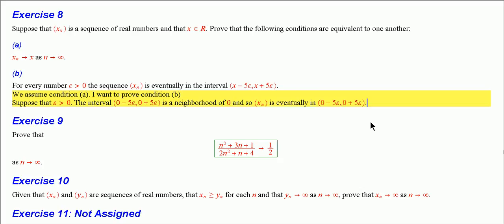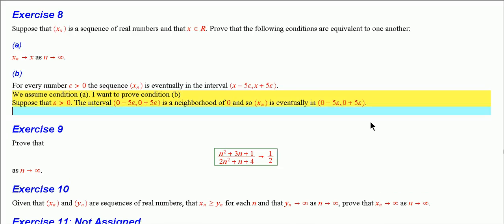Now we're going to assume condition B. I'll change color. We assume condition B. And we want to prove what? Condition A. All right. So we can begin.